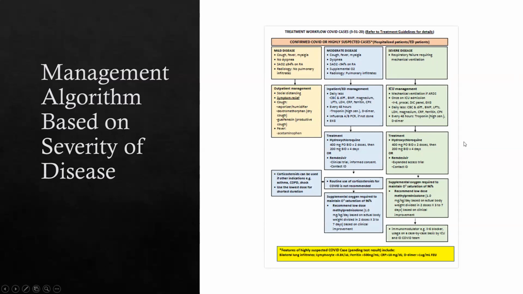Our standard treatment here, if they don't have any contraindications, is hydroxychloroquine 400 twice a day, and then 200 twice a day for 4 days. We are now doing steroids, 0.5 to 1 mg per kg per day.